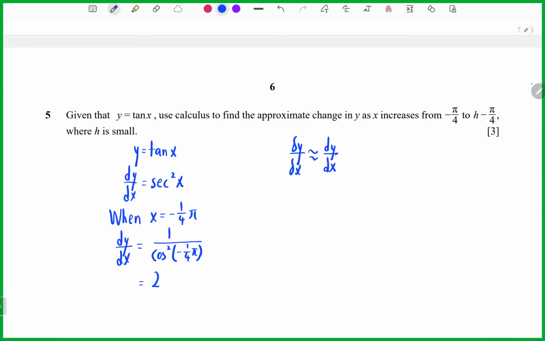So we can try to find out. Okay, delta y approximated dy dx times delta x. So you can take dy dx equals to 2. Delta x, actually, is h minus 1 over 4 pi, and then minus 1 over 4 pi here. So you will get equals to 2h. Okay, so this is your answer.